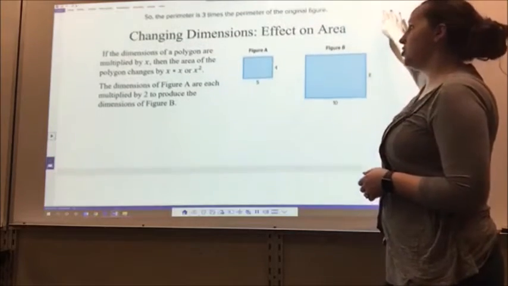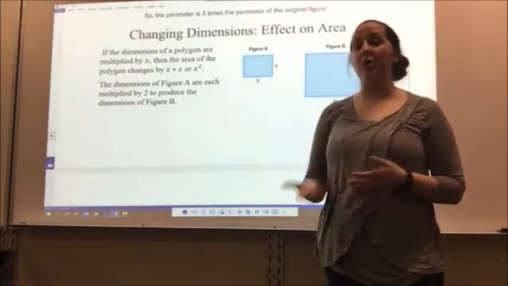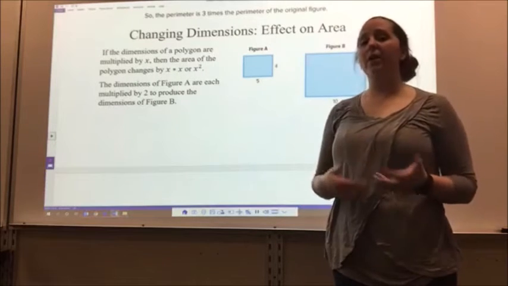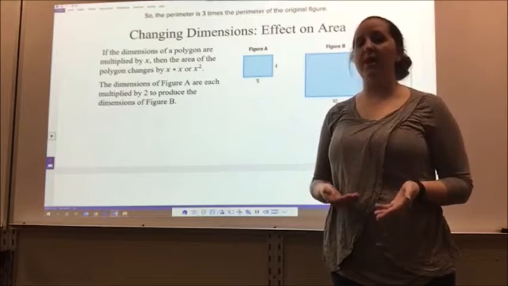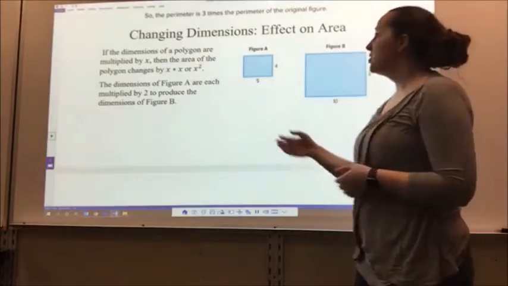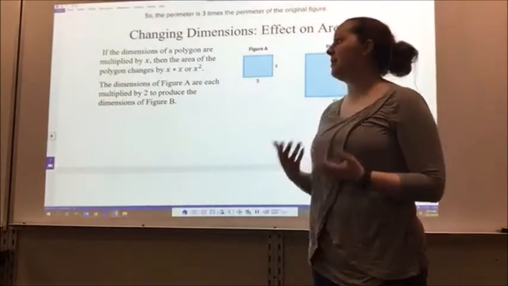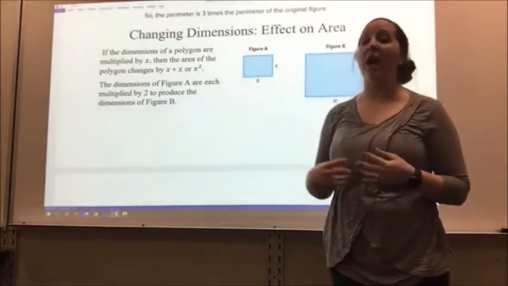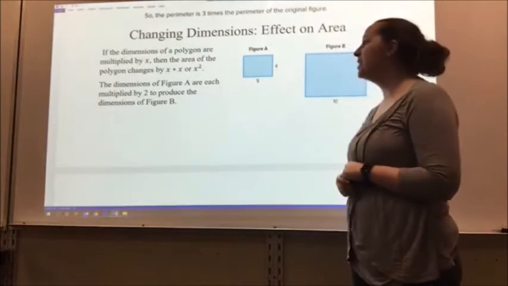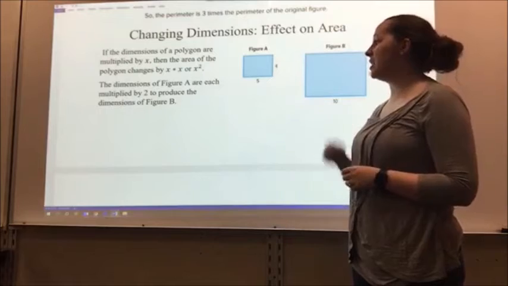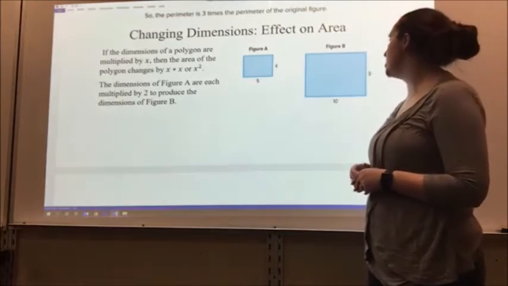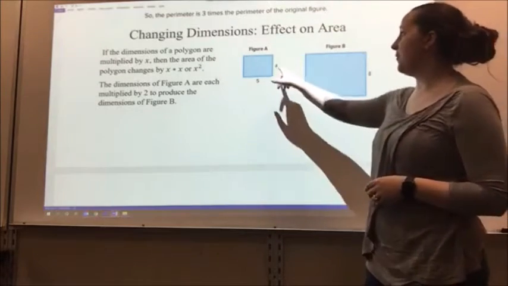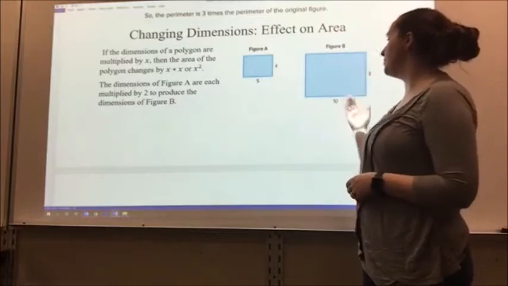You can also use changing dimensions and its effect on area. So like perimeter, when you change the dimensions, it also affects the area. So if the dimensions of a polygon are multiplied by x, then the area of the polygon changes by x times x, or x squared. Okay? The dimensions of figure A are each multiplied by 2 to produce the dimensions of figure B. So 4 times 2 gave me 8, 5 times 2 gives me 10.